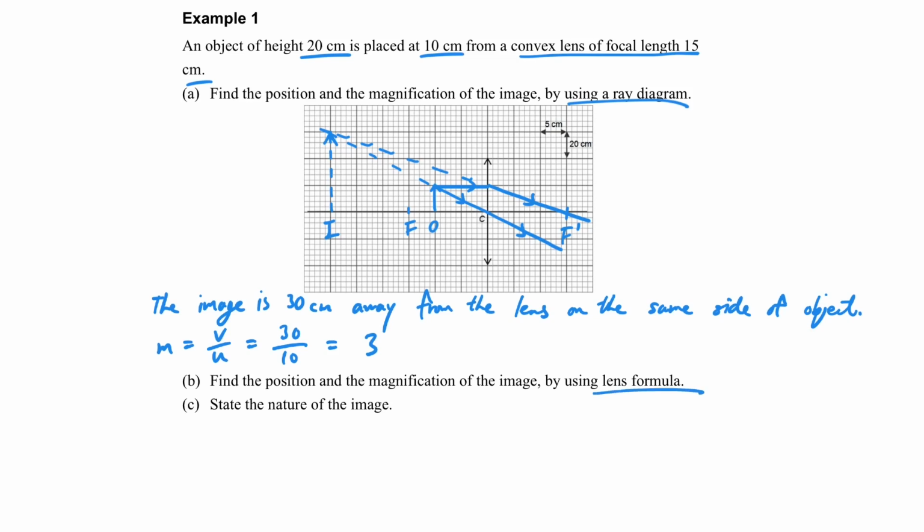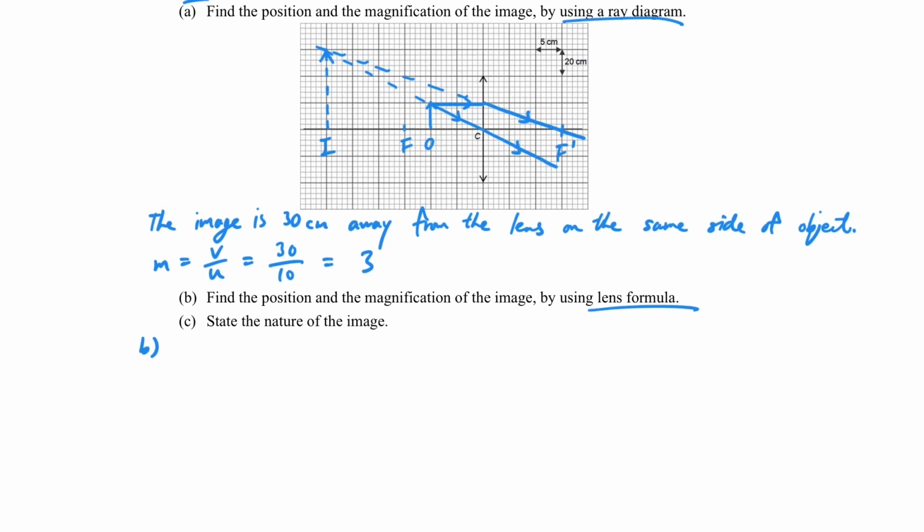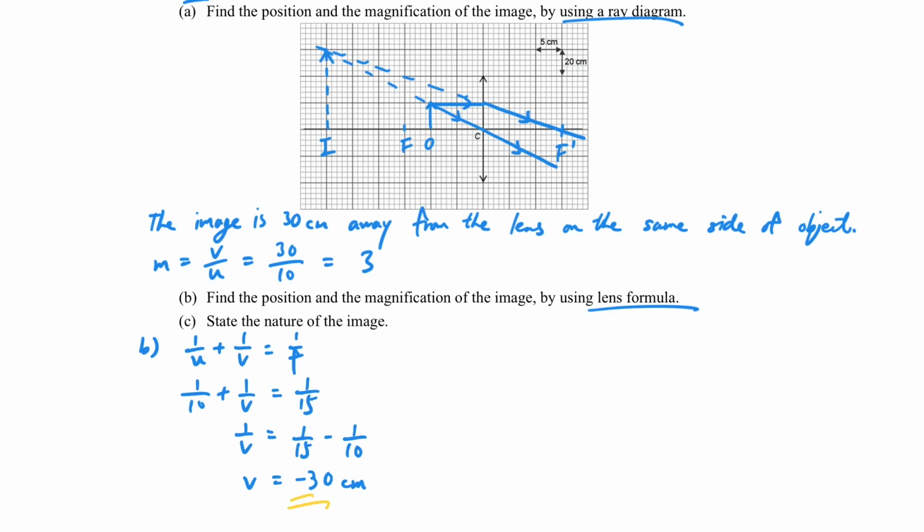And then we will try to use the lens formula again. So the lens formula is 1 over u plus 1 over v equals 1 over f. For u, it is given, it is 10, and f is 15. So we can find v by solving the equation, which is negative 30. So negative 30 cm. Why should it be negative? You can refer to the table and also the diagram. We'll find that it is a virtual image. So that's why v is a negative value.